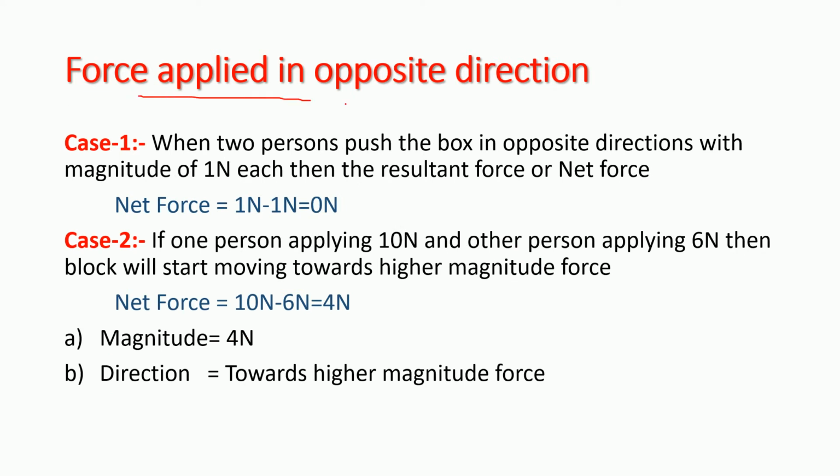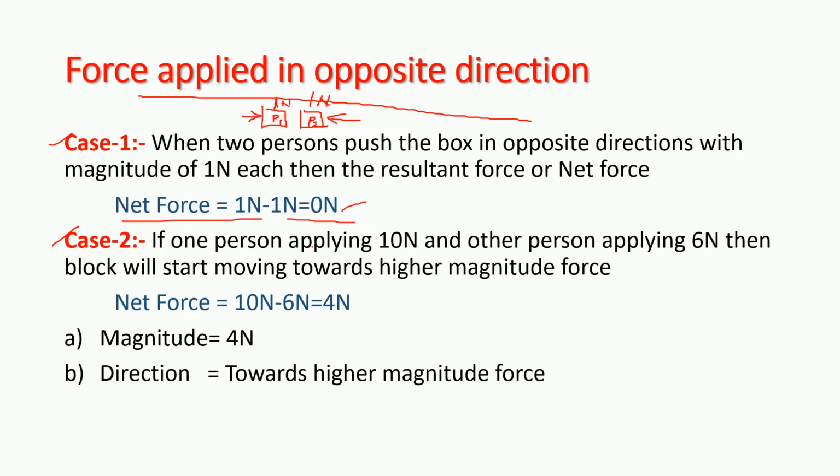Next, force applied in opposite direction. If we apply the force in opposite direction, we will have two cases. In the first case, two persons, person 1 and person 2, are pushing the box in opposite directions with a magnitude of 1 Newton each. Then the resultant or net force is equal to 0 Newtons. It will cancel both forces and the net force is 0 Newtons.